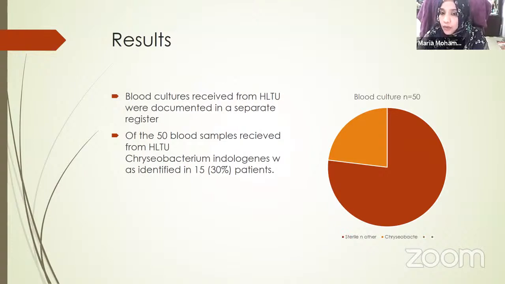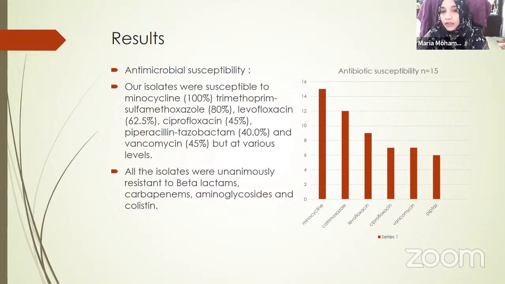And the results are as follows. Of the 50 blood culture samples received, 15, that is 30% of the patients, had grown Chryseobacterium indologenes. Coming to the susceptibility pattern, our isolates were susceptible mainly to minocycline, followed by cotrimoxazole, levofloxacin, ciprofloxacin, vancomycin, and piperacillin tazobactam at various percentages. All the isolates had one thing in common. They were unanimously resistant to all the beta-lactam antibiotics, carbapenems, aminoglycosides, and colistin.